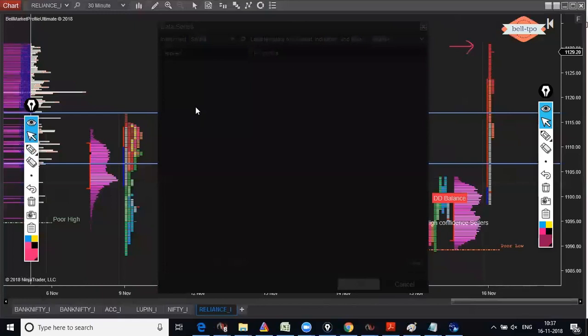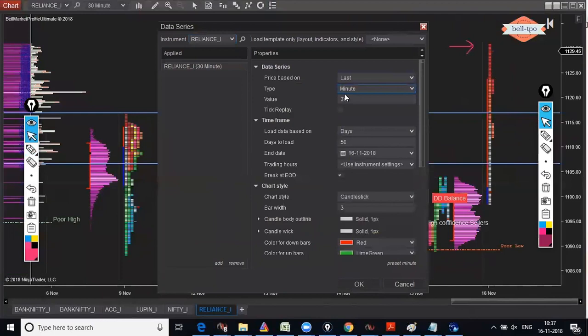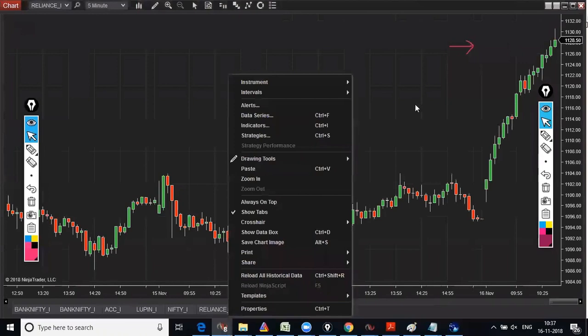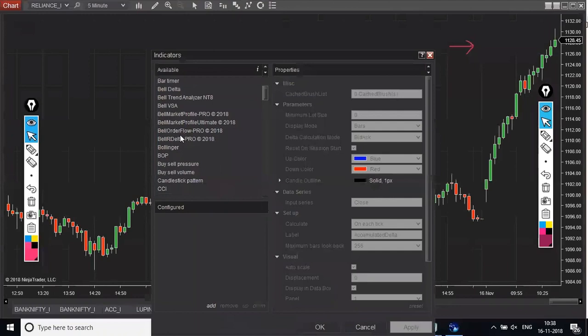I'll be mostly using 5-minute time frame charts. You can use 1 minute or 3 minute to check whether there are any momentum sellers, whether the sellers are really coming or not. There we go. Maybe we might be getting some selling pressure over here. Let me confirm by adding Bell Autoflow or Bell Delta.